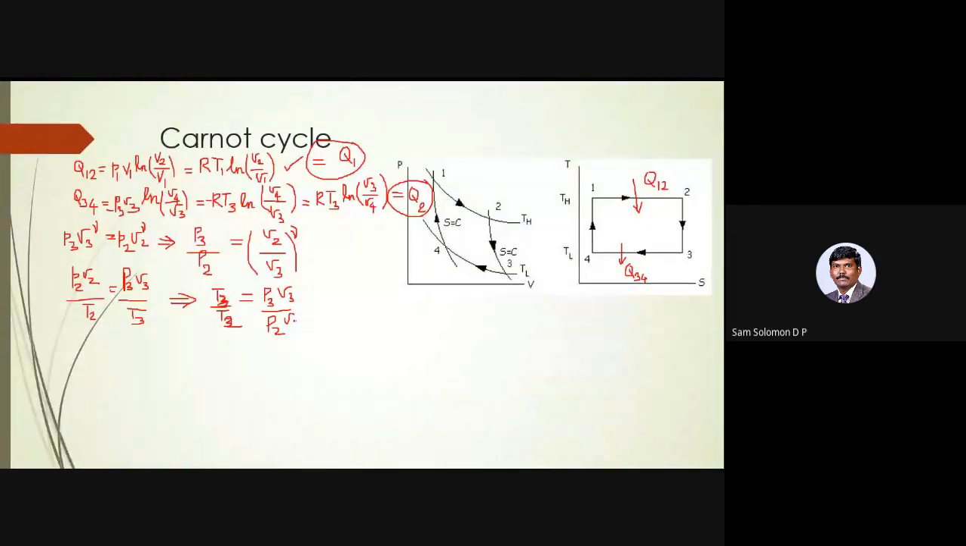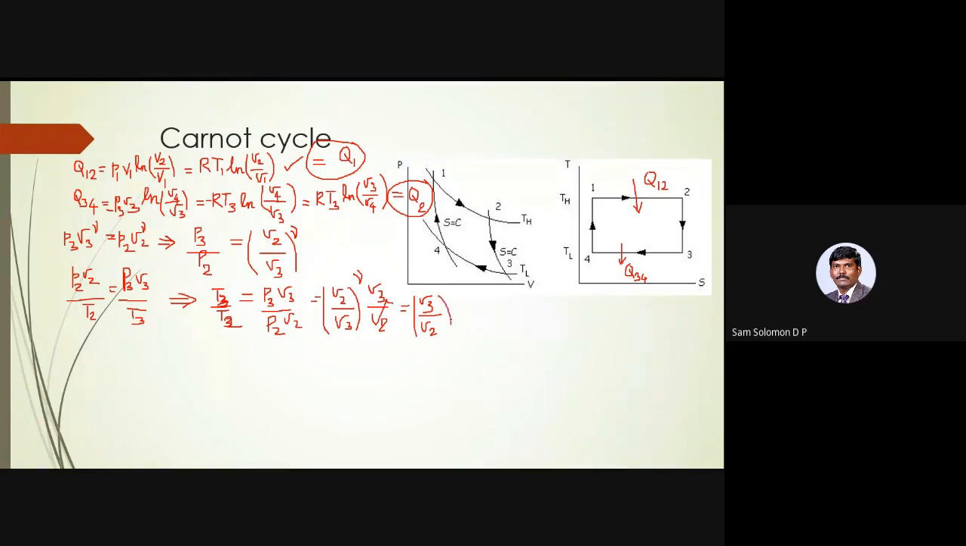So P3 by P2 is already V2 by V3 to the power gamma, and then we have a V3 by V2. So if you look at the powers, for V3 you have the power 1, and in the denominator you have a gamma. So if that is taken to the numerator, it will become minus gamma. So what you will have is V3 by V2 whole to the power 1 minus gamma.